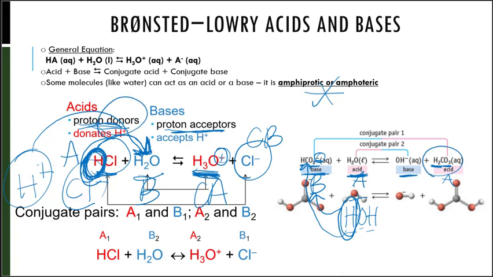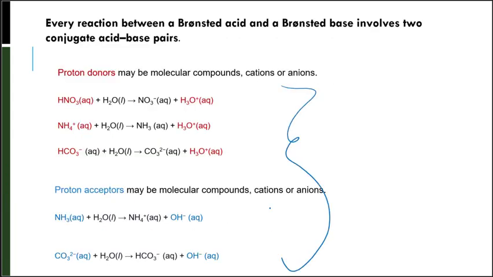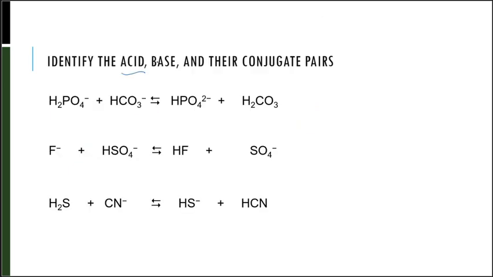So the acid is the proton donor, the base is the proton acceptor. Every single one of these examples will show that the acid donates the proton. In this case, the HNO3 donated that hydrogen to the base, which in this case was the water. So over here, the H2O became the H3O plus, leaving NO3 without that H as an NO3 negative 1 charge. Pause the video here and identify the acid, the base, and their conjugate pairs.